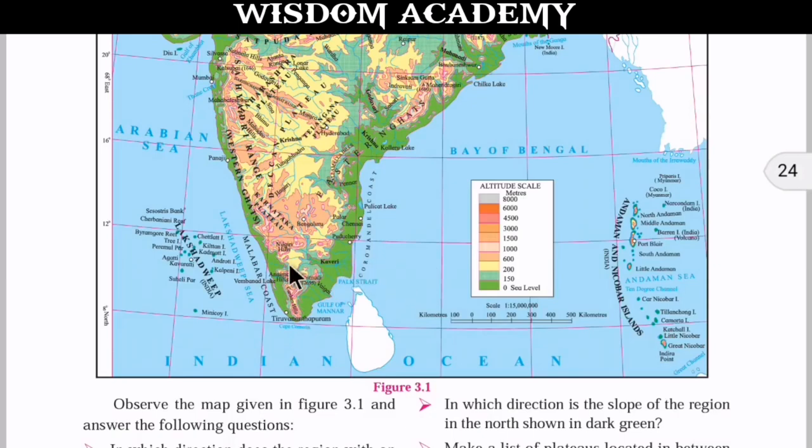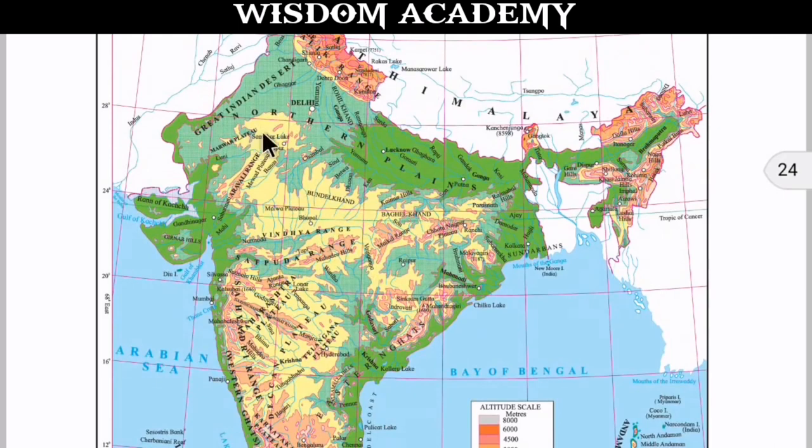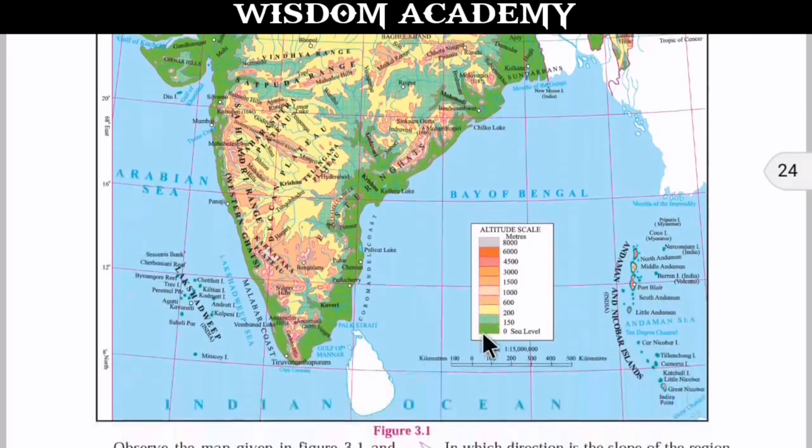So we are having different types of regions in this world, in India. So we are having mountains, we are having plateaus, we are having plains, we are having desert, we are having coastal plains, we are having islands in India.